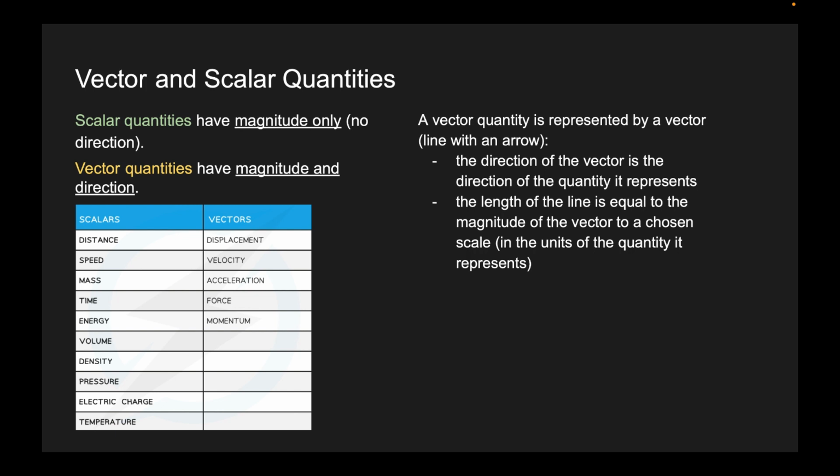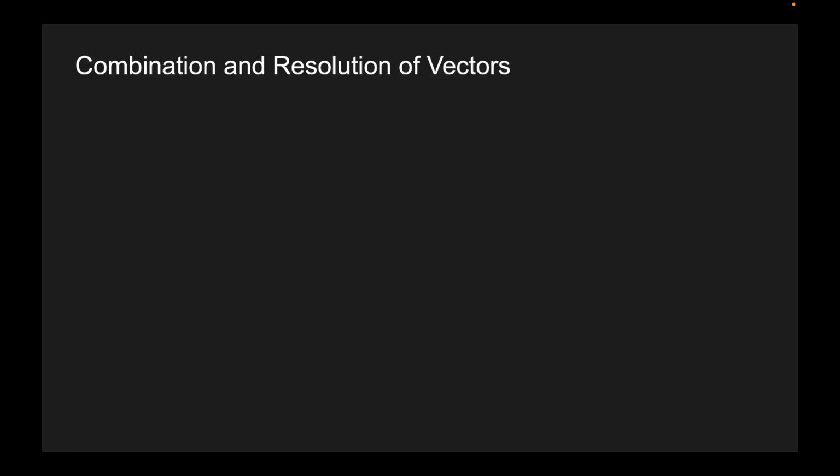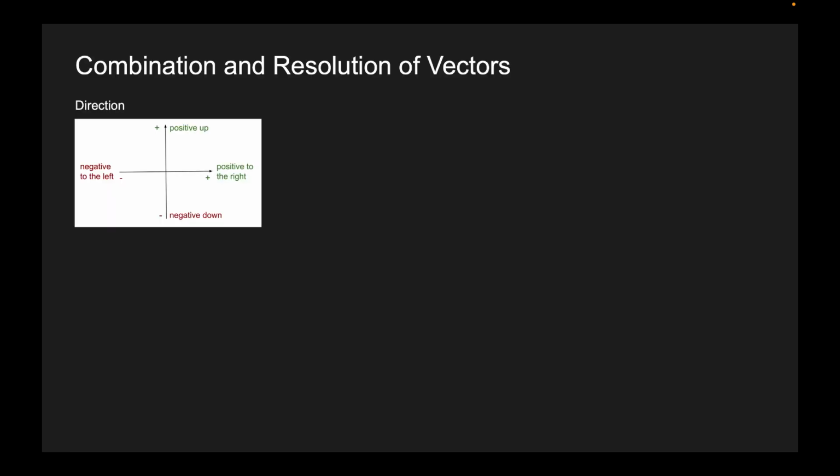A vector quantity is represented by a vector or a line with an arrow. The direction of the vector is the direction of the quantity it represents. The length of the line is equal to the magnitude of the vector to a chosen scale. To distinguish a direction from its opposite direction, we give the vectors opposite signs, positive and negative. You are free to choose which direction you want to be positive, but we usually follow this convention.